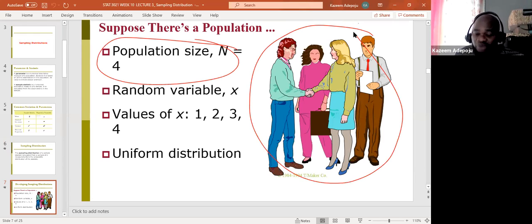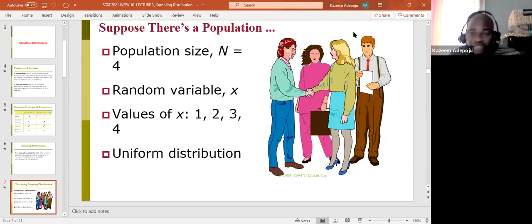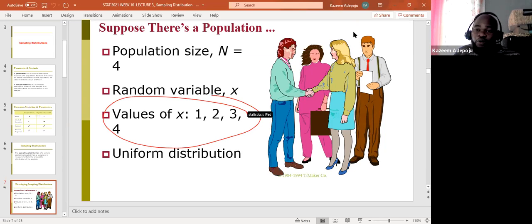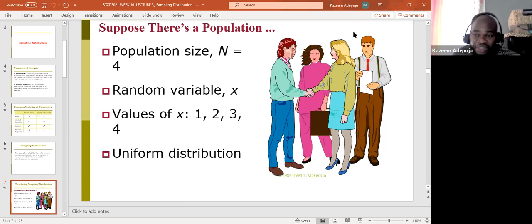If I want to choose any of these people, maybe these are my students and I'm trying to investigate something, and I don't want to use all of them, I want to choose anyone at random. To do that, I need to assign a number to them, and that is what I'm assigning right here: number 1, number 2, number 3, number 4. And of course, the probability of choosing any one of them is going to be uniform, because all of them have equal probability of being chosen.